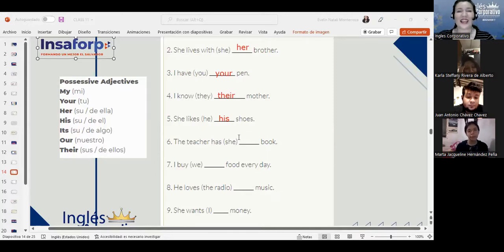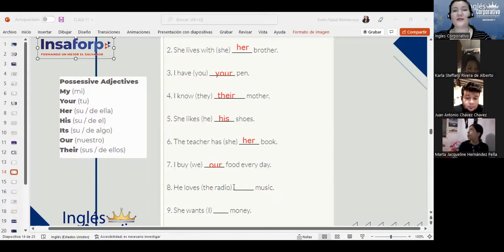Okay. In this one, the teacher has her book. Right? Her book. The next one, I buy our food every day. En esta se refiere a que compra la comida nuestra. I buy our food every day.